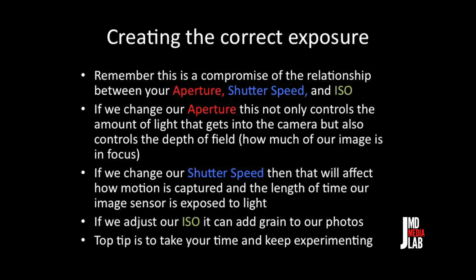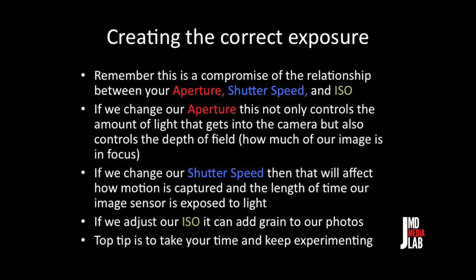So, to sum things up, creating the correct exposure is going to be a compromise between your shutter speed, your aperture and your ISO. But there are a few things in that compromise you're going to have to bear in mind if you want to create the kind of exposure that you want. If you change your aperture, this not only controls the amount of light that gets in to the camera, but it also controls the depth of field that you have. Remember that thing about depth of field, how much of your image is in focus.